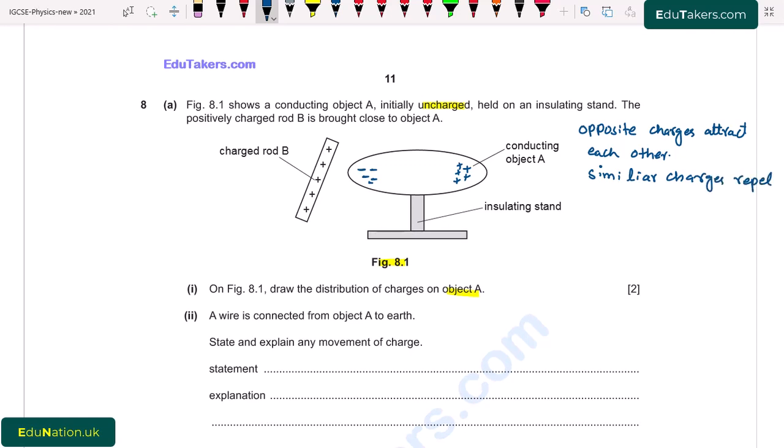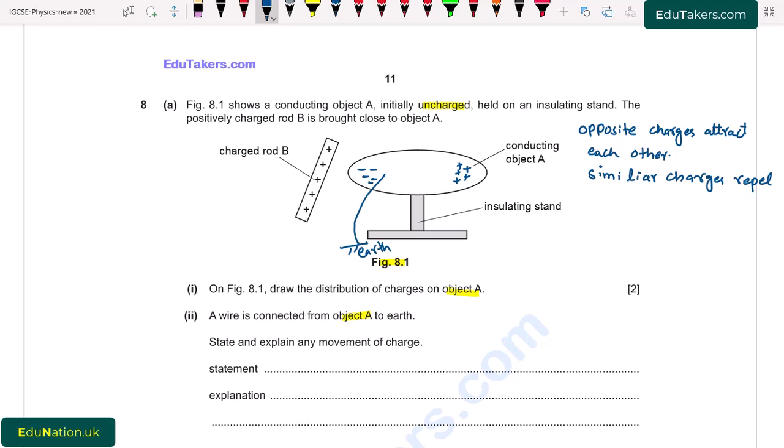That's why an equal number of negative charges appear on the left side, while an equal number of positive charges appear on the right side. Part 2. A wire is connected from object A to earth. State and explain any movement of charge. So here we take a wire that is connected from this object to earth. I write here earth. Then what will happen?